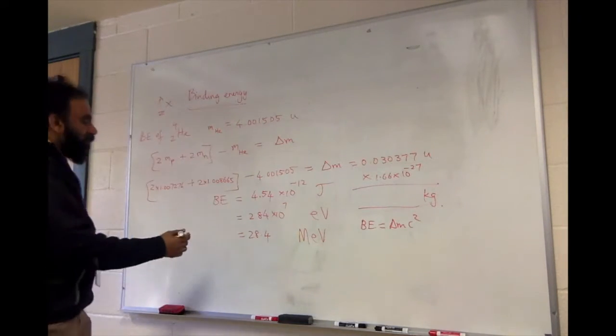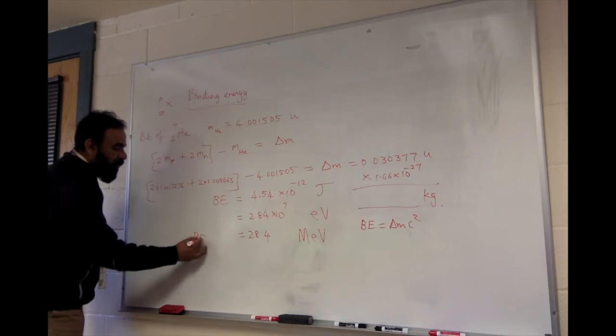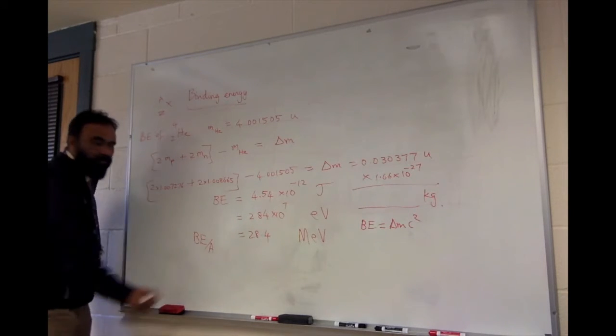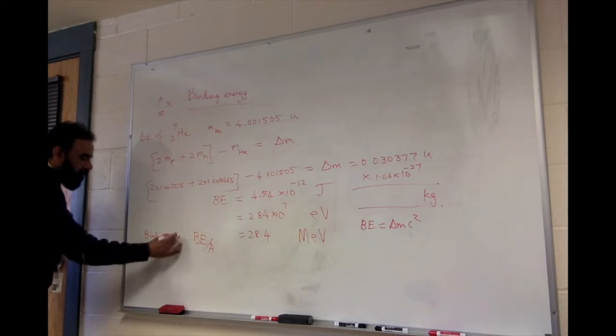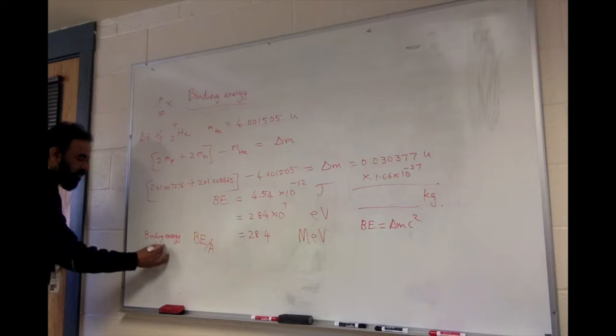And that's where we define what is known as binding energy per nucleon. This is called binding energy per nucleon.